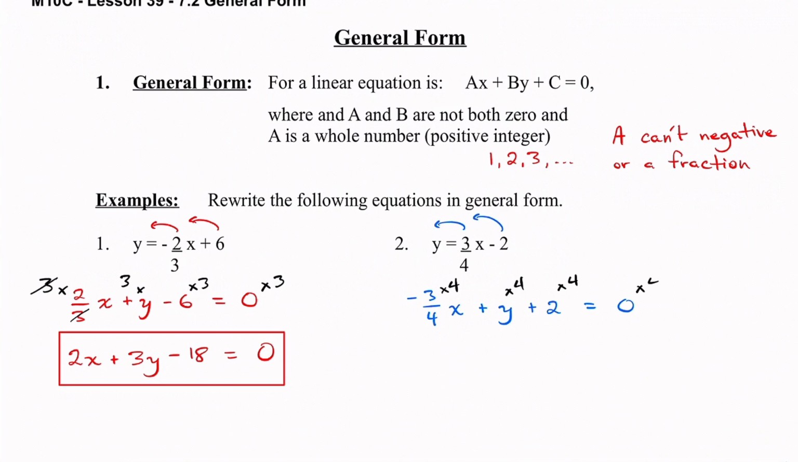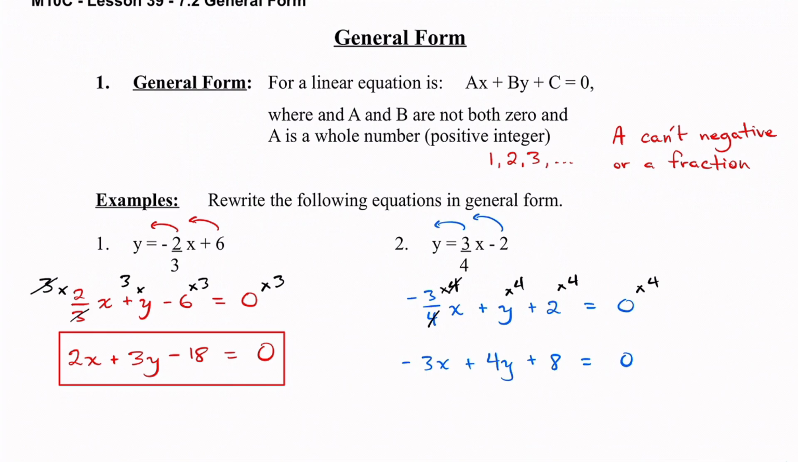So they all get times by 4. And in the first one, that one cancels out. So I have negative 3x plus 4 times y is just 4y plus 2 times 4 is 8 equals 0 times 4 is 0. And now lastly, this negative here, we said we couldn't have a negative for that a value. So we got to get rid of a negative.